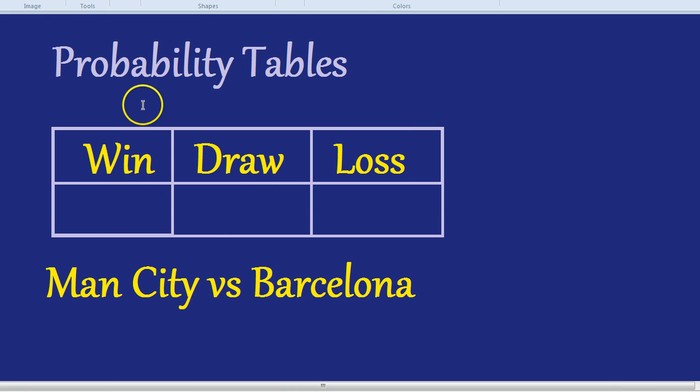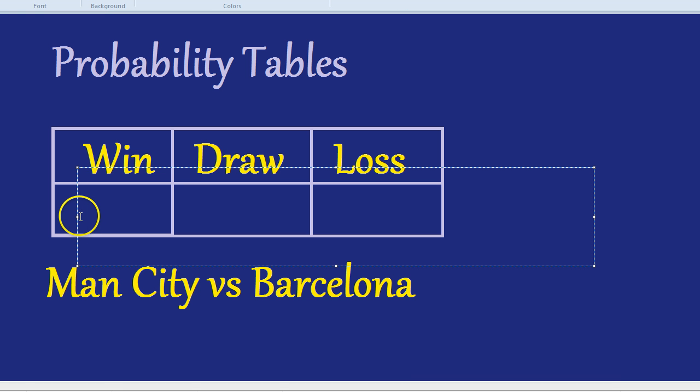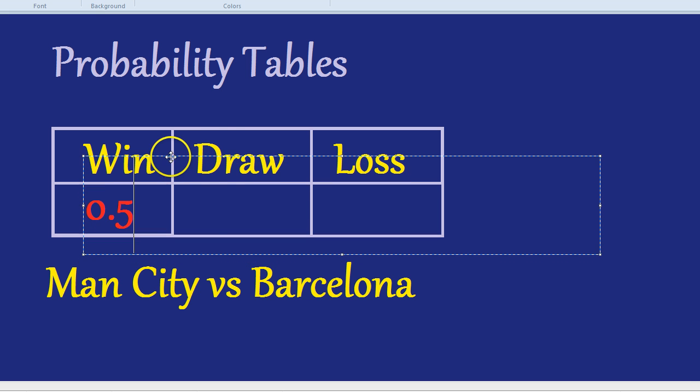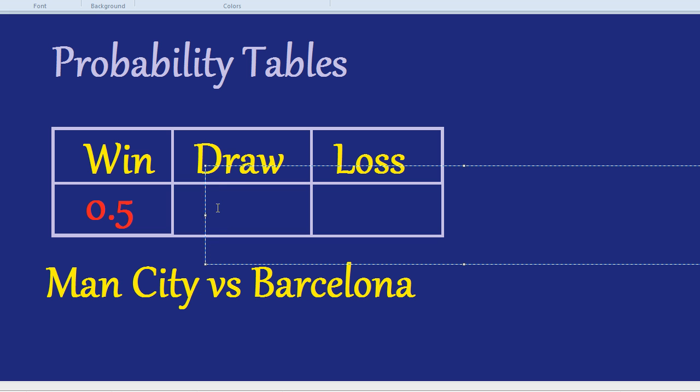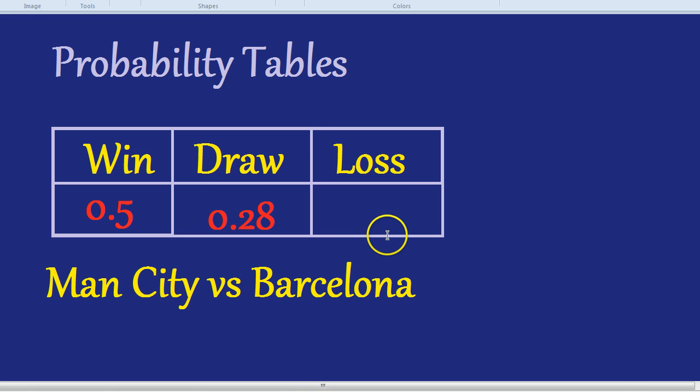So the chances of Man City winning, let's call that 0.5. So there's a 0.5 or 50-50 chance of Man City winning. And the chance of Man City drawing, let's call 0.28. What's the chances of Man City losing? What we need to do with a probability table is we need to remember that core fact about probability, that all probabilities add up to 1.